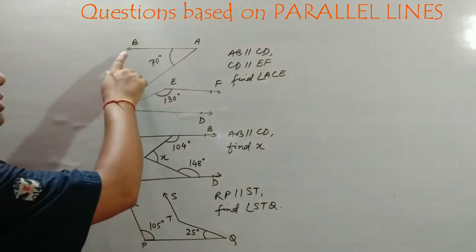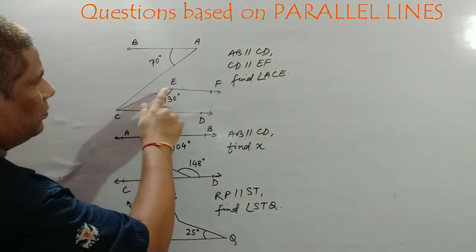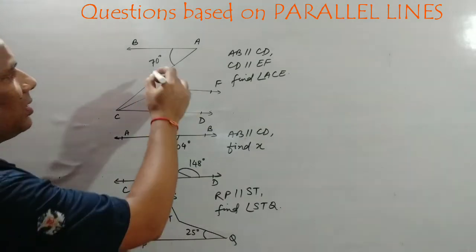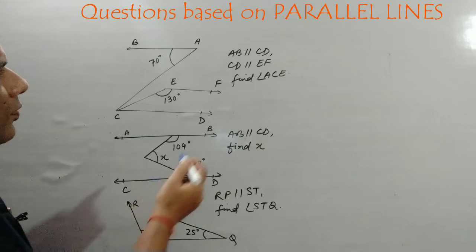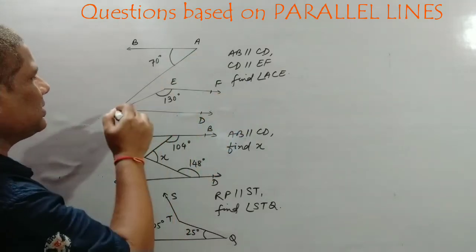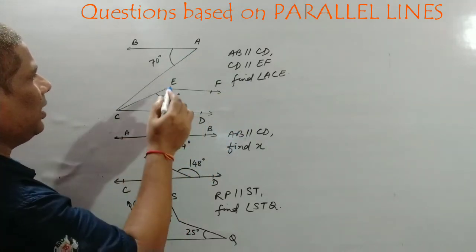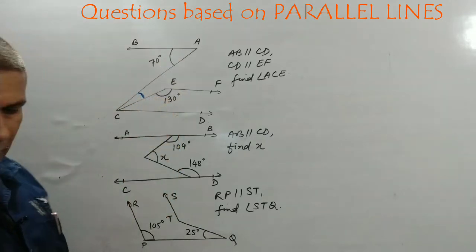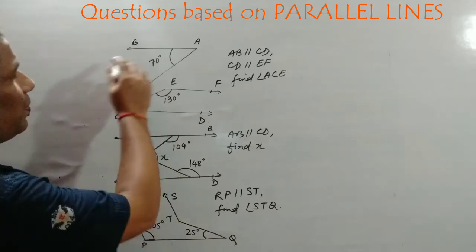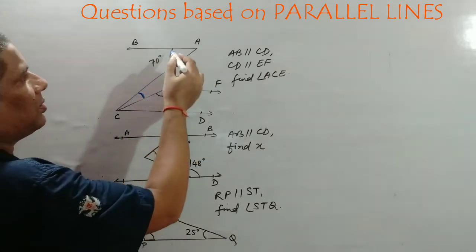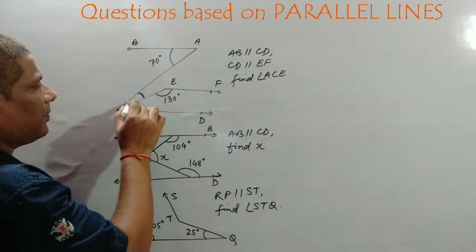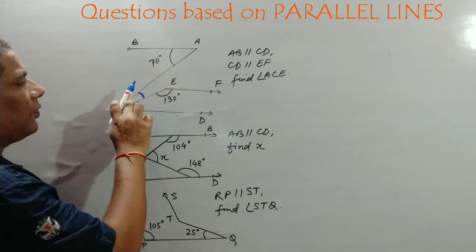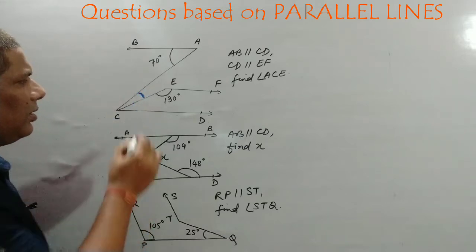Here in this figure, BA parallel to CD and CD parallel to EF is given, and this angle is 70 degree and this is 130 degree. We have to find angle ACE, that means this angle we have to find. How can we find? Let us see. Since BA parallel to CD, that means this angle will be equal to this total angle. Before that we will find this angle only. At first we have to find this angle.